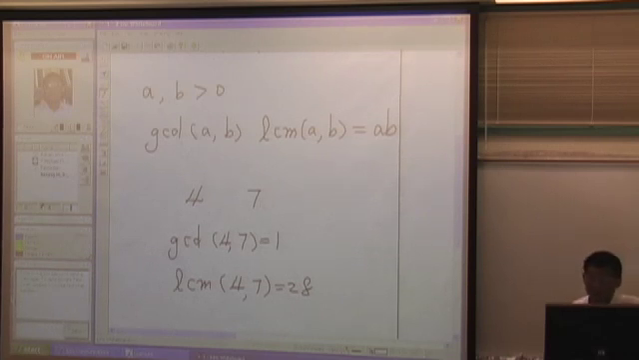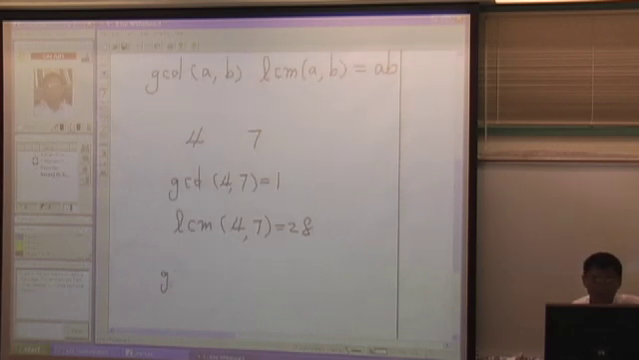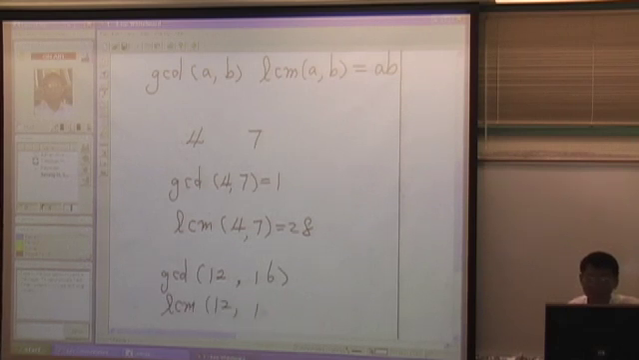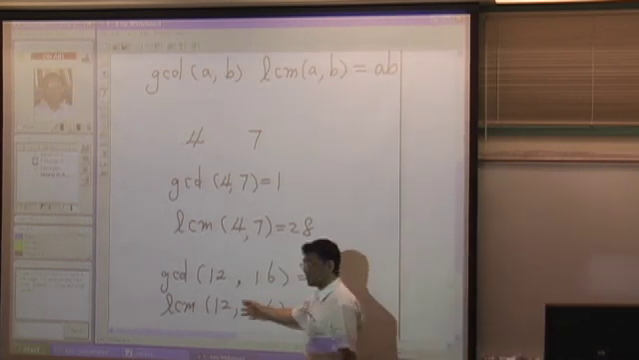So let's use slightly different numbers. GCD of 12 and 16, and LCM of 12 and 16. First of all, GCD, greatest common divisor: the biggest number dividing both numbers is 4. And the smallest number that is divided by both numbers is 48. Do you follow me? If you can find any smaller number divided by both numbers, let me know.